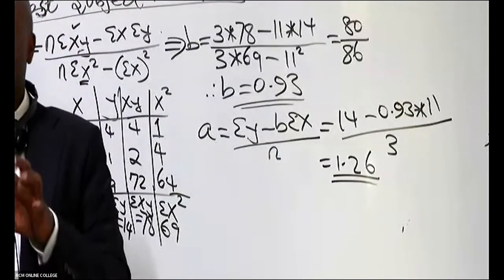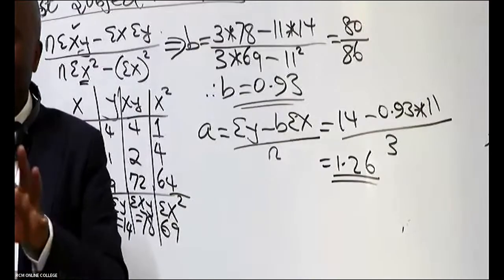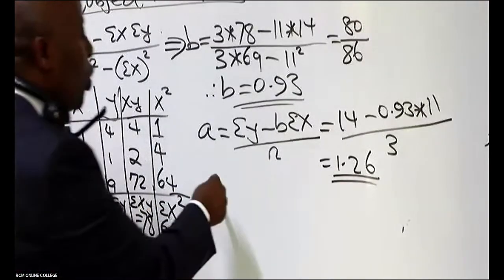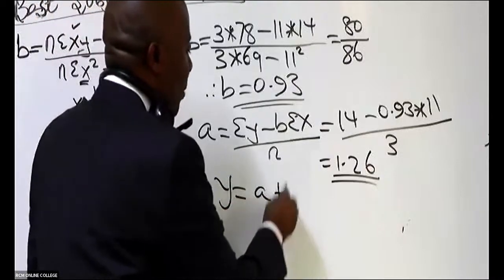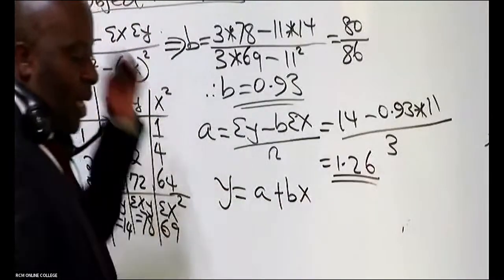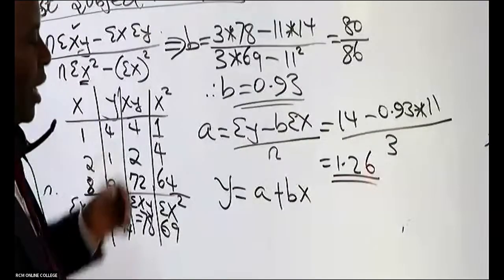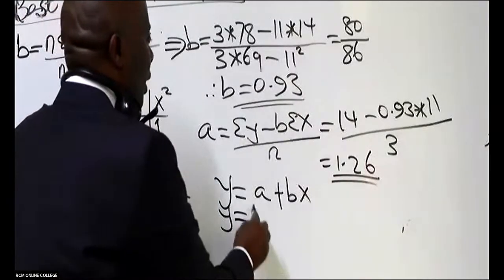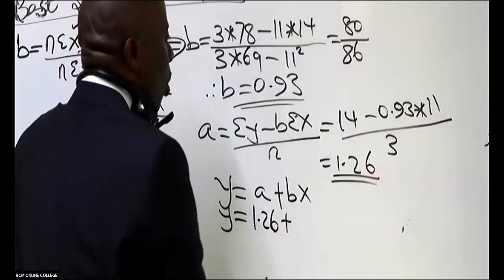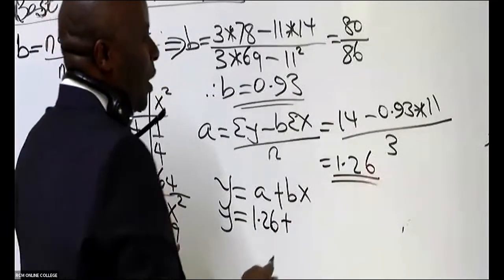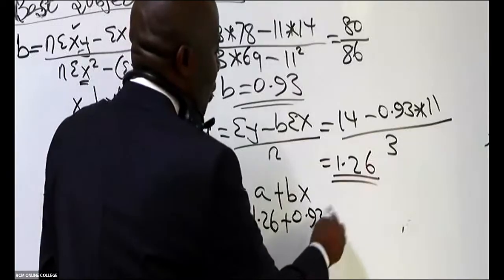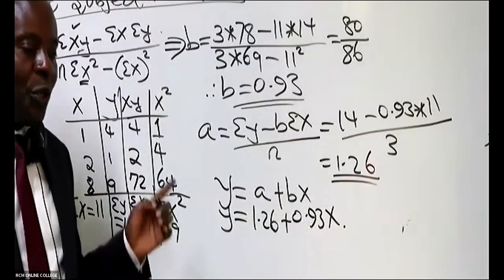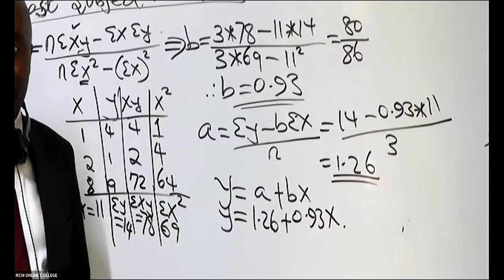So do we stop there having gotten the values of A and B? No. We must write for the examiner the cost estimation equation. We know that our equation should be Y equals A plus what here? A plus BX. Once you have been able to get A and B, then come and substitute. So our Y will be equal to A which is 1.26 plus B, we got the B of 0.93 X, like that.